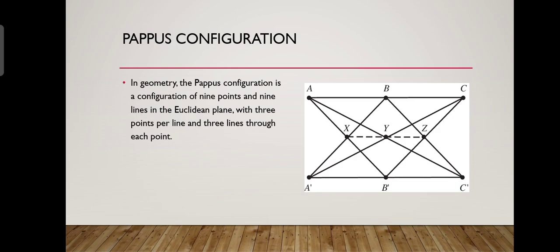And last, it has 3 points on every line. As we can see, in the line AC, there exists 1 point, point B, in its middle. That is what the definition says.